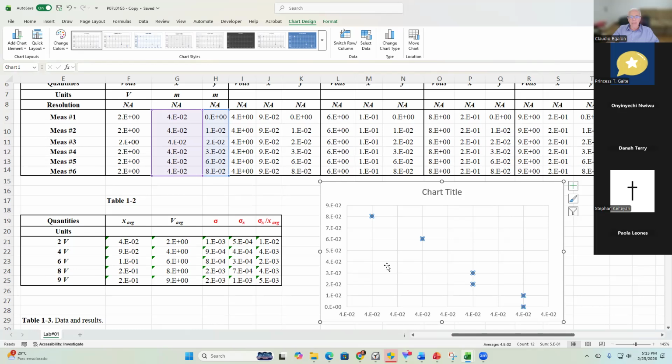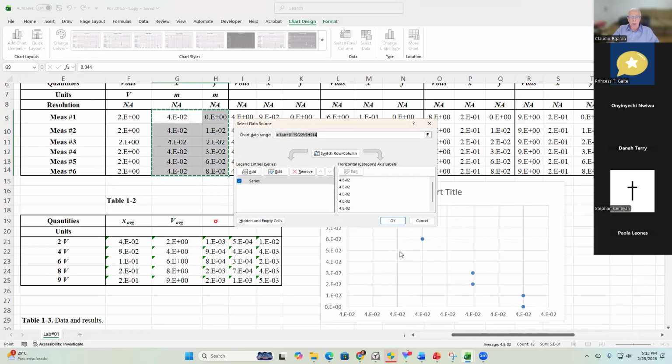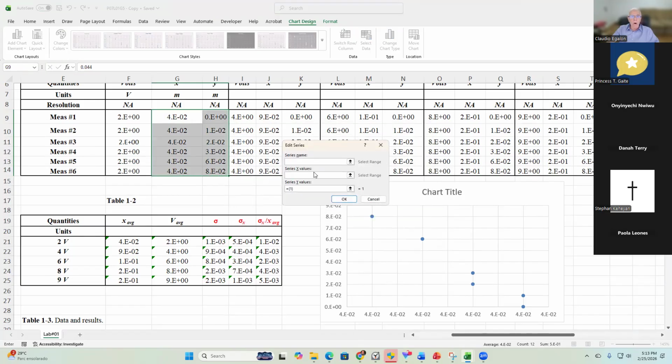Click one of the data points. Am I going slow enough? Right-click it, Select Data. I'm going to write all that down for you. Add, and now 4 volts, right? 4 volts equipotential, highlight those 2 columns.